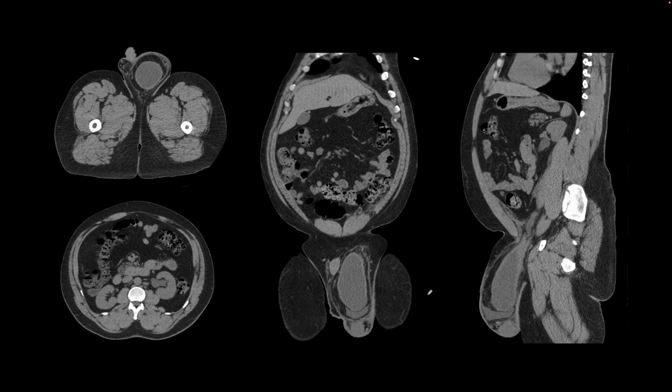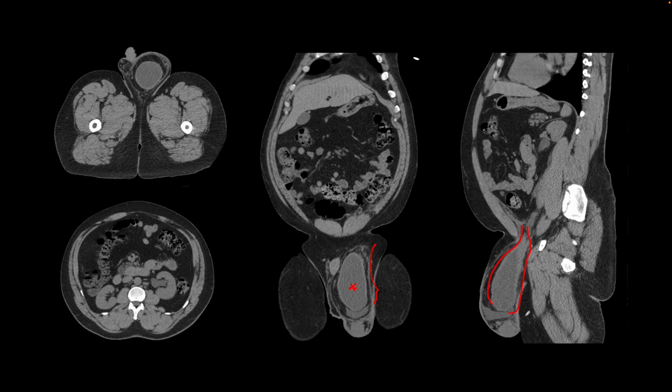This is our next patient, and this finding is not very commonly seen. Here we have a moderate to large sized left-sided inguinal hernia, and that hernia contains this thick-walled fluid. And on the sagittal image, we find that it's the urinary bladder that has herniated into the left scrotum.